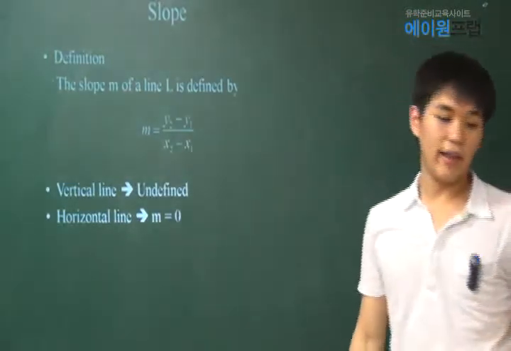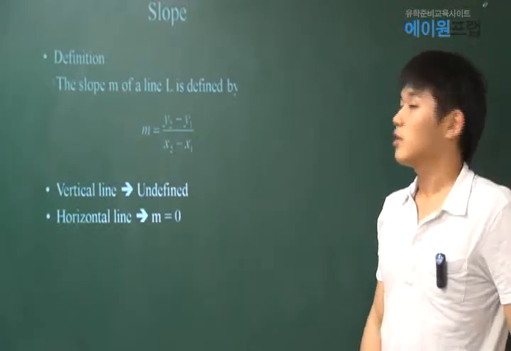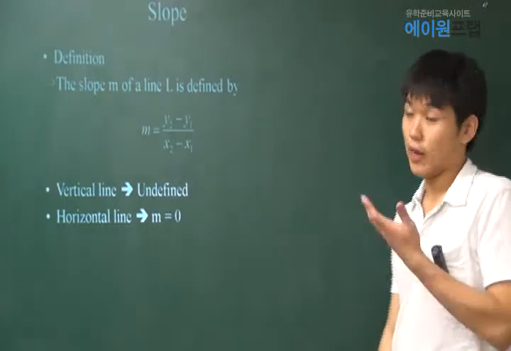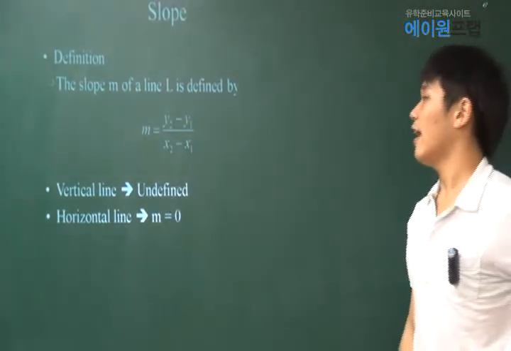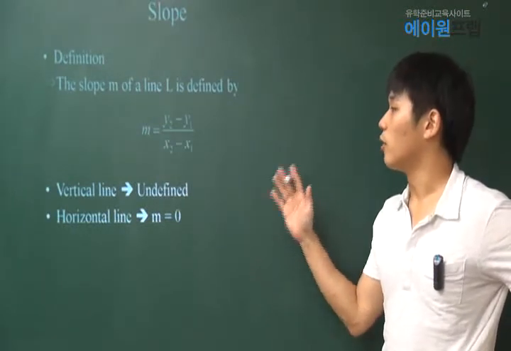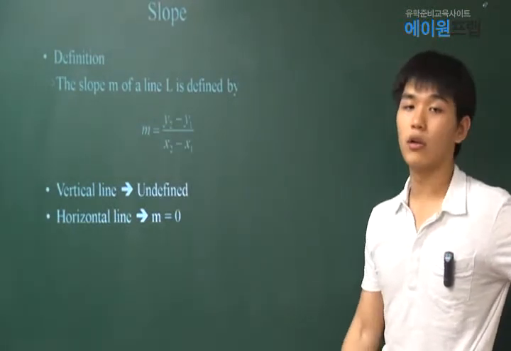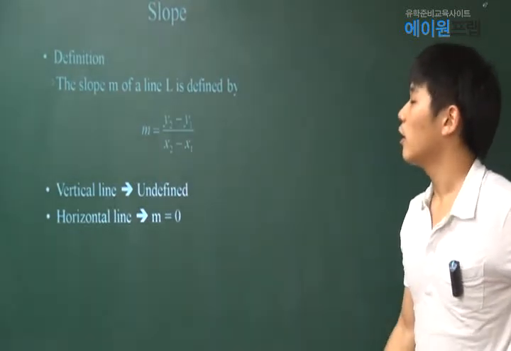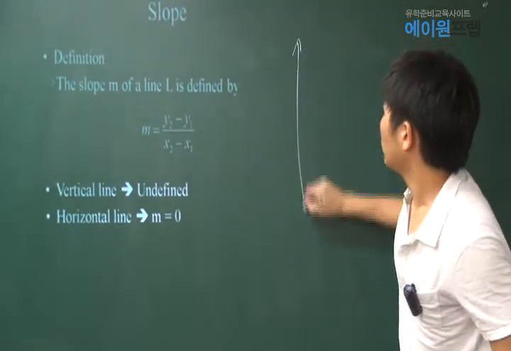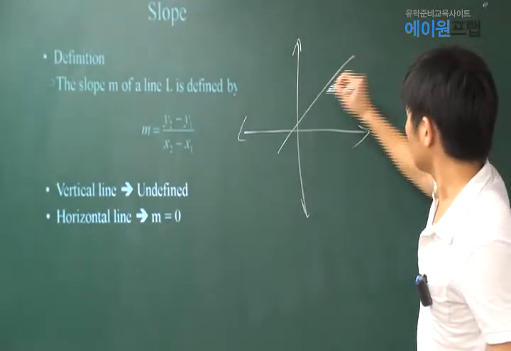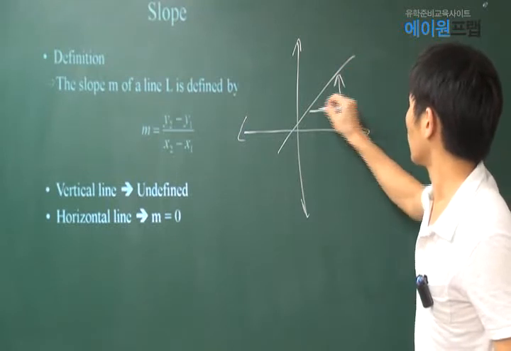Now, let's move on. Next, slope. Let me start off with the definition of a slope. The slope, usually denoted by m, of a line L is defined by m equals the second y-coordinate minus the first y-coordinate over the second x-coordinate minus the first x-coordinate. A slope of a line can also be determined as rise over run.